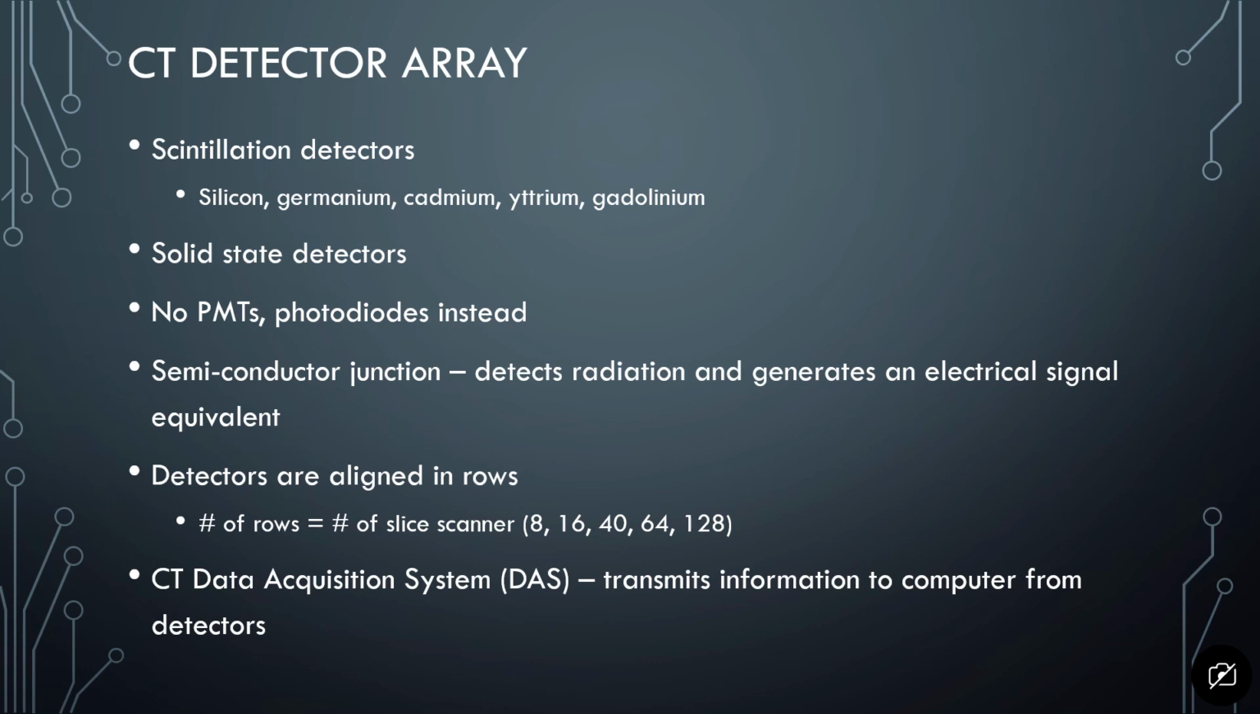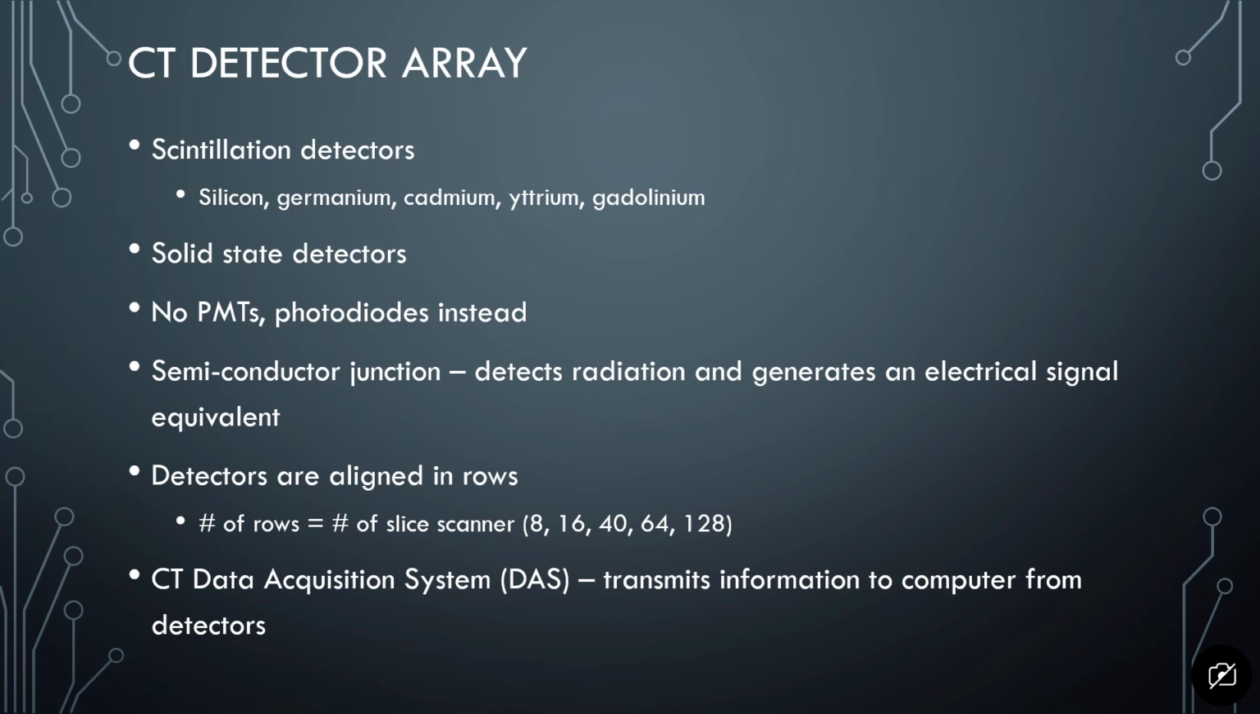The detectors are aligned in rows, and the number of rows equals the number of slices per scanner. So if you have a 64 slice CT, that's how many rows of detectors there are in the detector array. If you have an 8 slice one, then you have 8 rows of detectors.